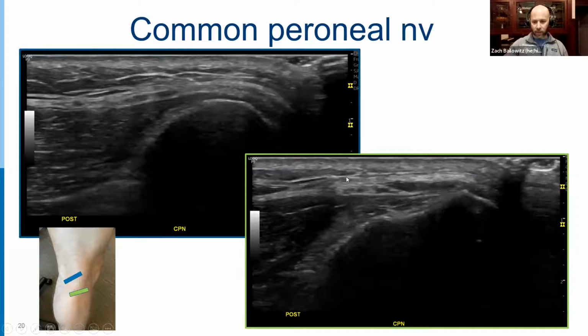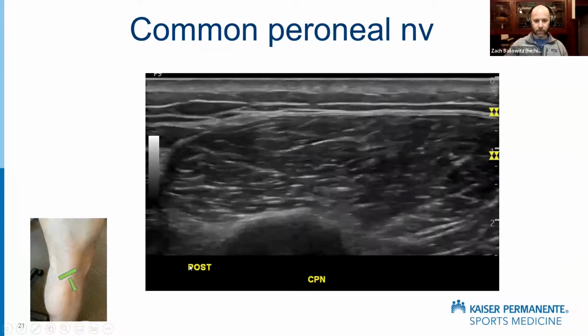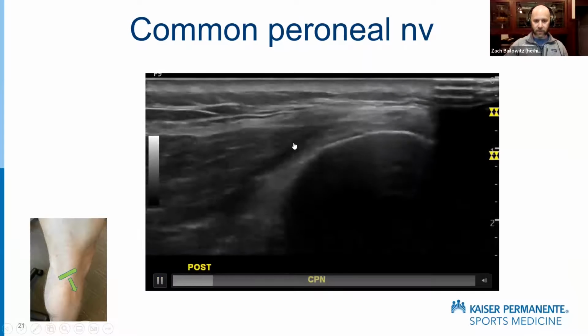And then here we are a little bit further down. Here's kind of the fibular neck, and there's the peroneus longus muscle, and you can see it's about to dive in. And here's a video of that. So there's the nerve.